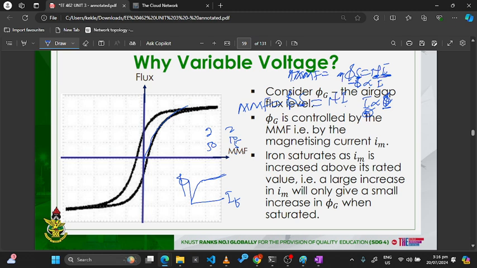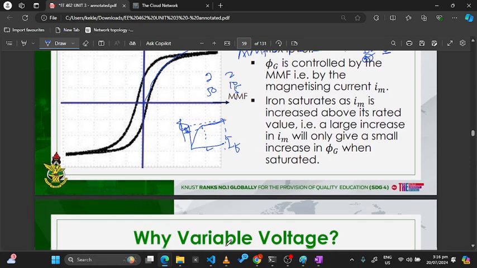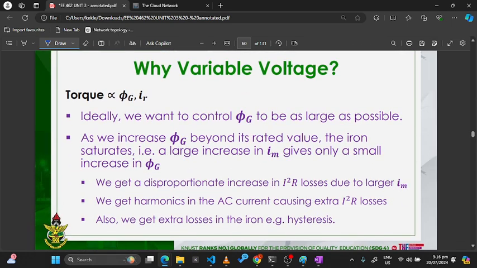So at this point, you can see when I've changed the current from this point up to this point, the flux has just increased by this. Is that okay? So you can see here it's no more proportional. That's when you've increased the current above its rated value. But we also know that electromagnetic torque is proportional to the flux and proportional to the rotor current. Is that okay? So if we want a very high torque, we can get a very high flux and a very high current, and that should give us a high torque.